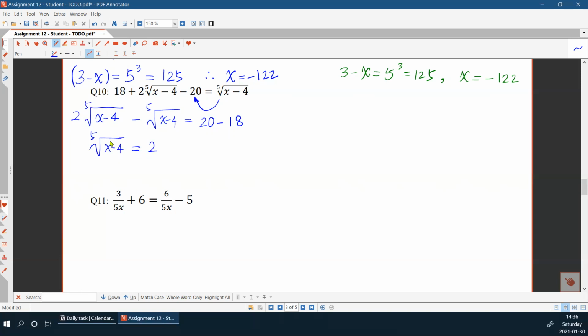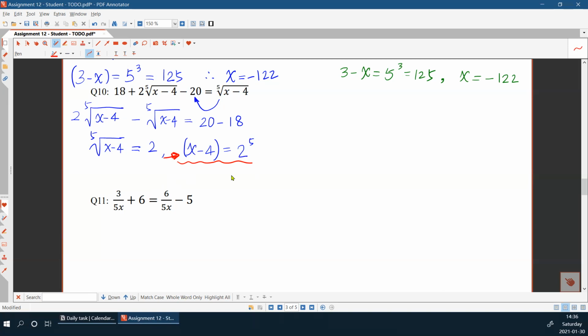And when you have something's fifth root equals 2, that means the thing inside the radical sign is actually 2 raised to the fifth power, right? Do you understand this step? This is a crucial step. I can see that you made a mistake here.